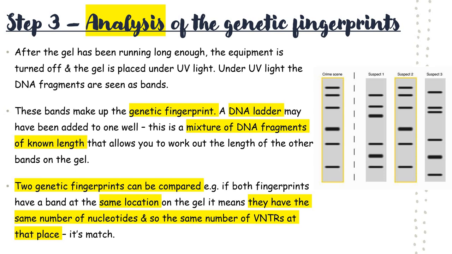So if both fingerprints have bands at the same location on the gel, it means they have the same number of nucleotides, and so the same number of VNTRs at that place. It's a match.